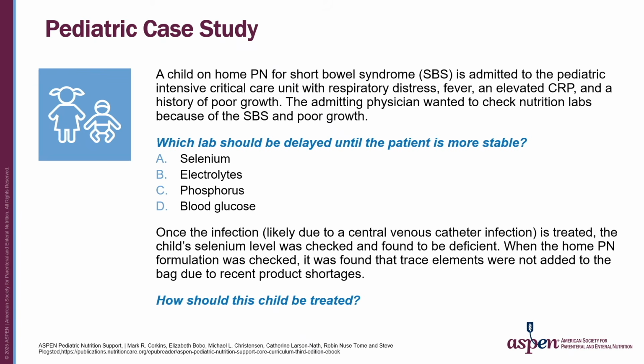Which lab should be delayed until the patient is more stable? A. Selenium, B. Electrolytes, C. Phosphorus, or D. Blood glucose? The answer is A. Selenium. Once the infection, which is likely due to a central venous catheter, is treated, the child's selenium level was checked and found to be deficient.